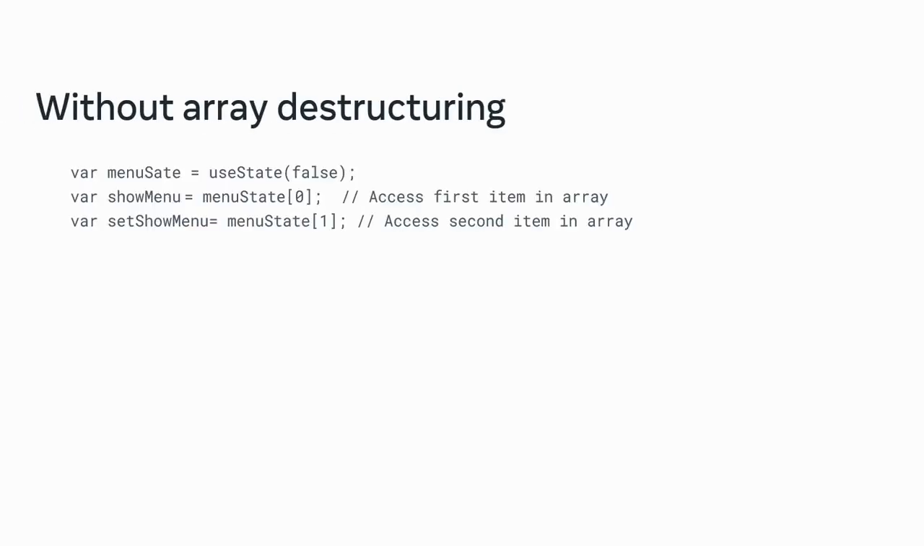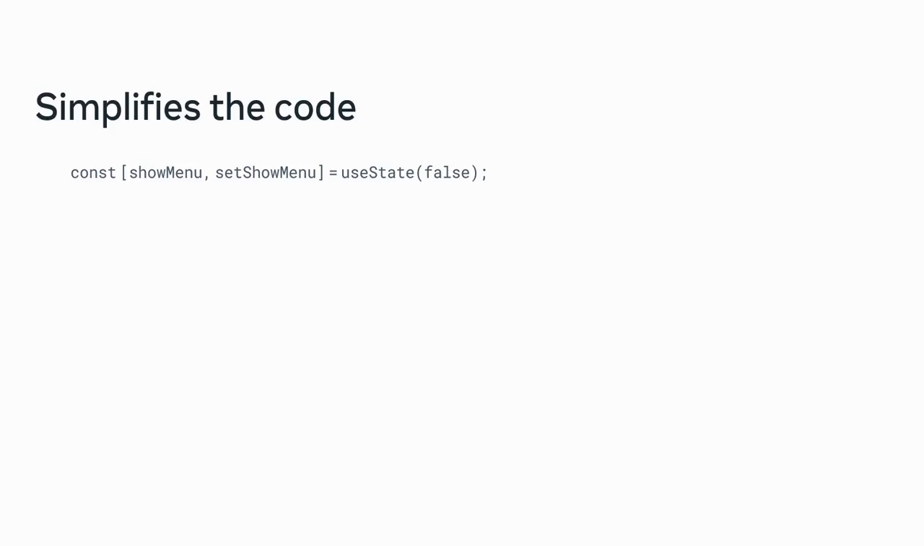Without array destructuring, the code would be long and cumbersome. Since it's more confusing and tedious to access the array items by index, array destructuring is preferred, and it significantly simplifies the code. You now have a new state variable called showMenu. The useState then sets the initial value of showMenu as false.